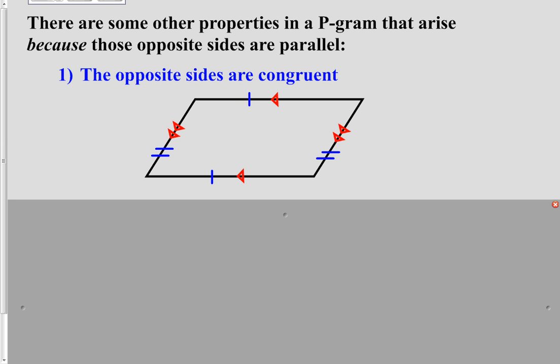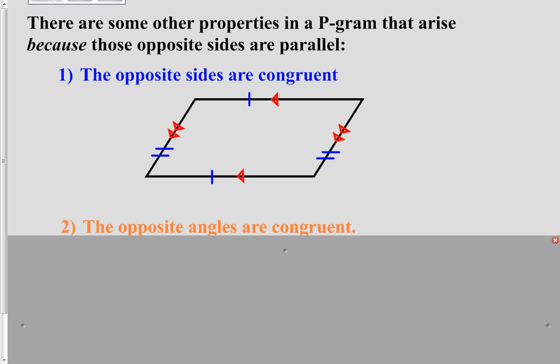Now you'll notice that on the tick marks we have two different styles of tick marks in there because it is the opposite sets of sides that are congruent, but we do not know that all four sides are congruent, just the opposite sets.